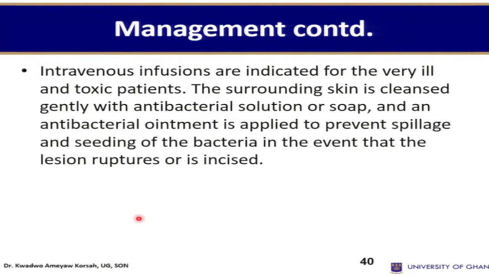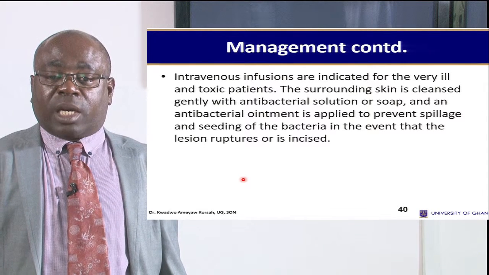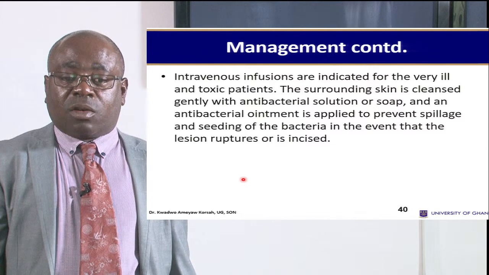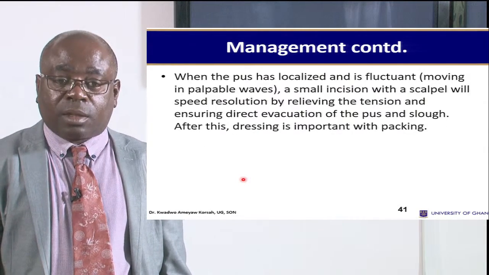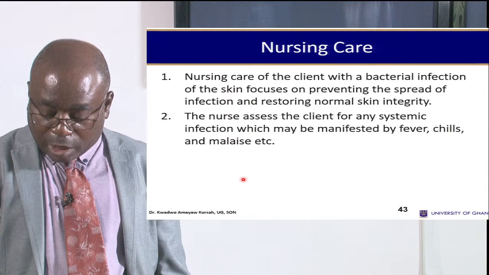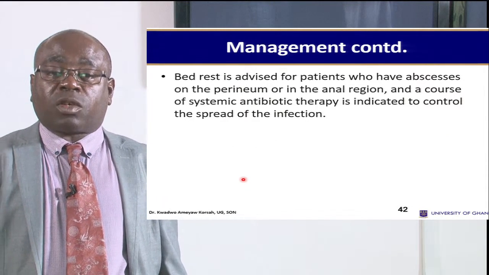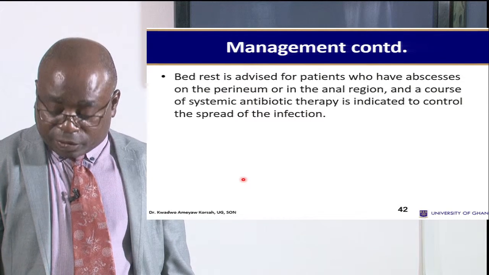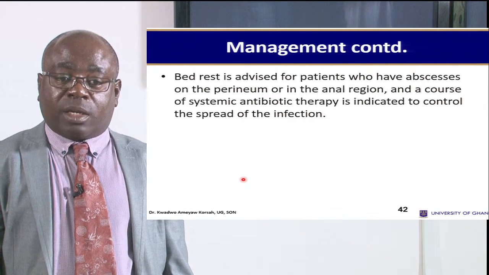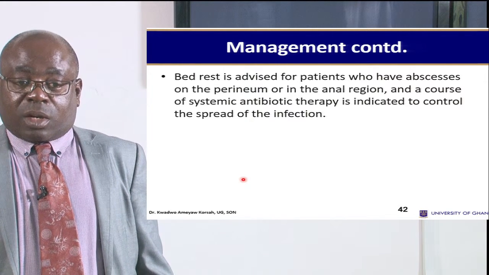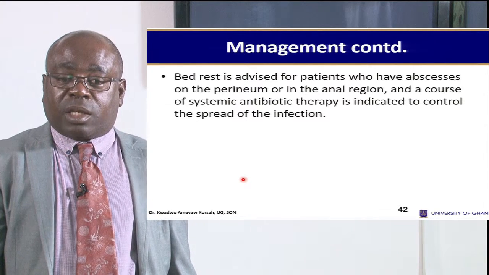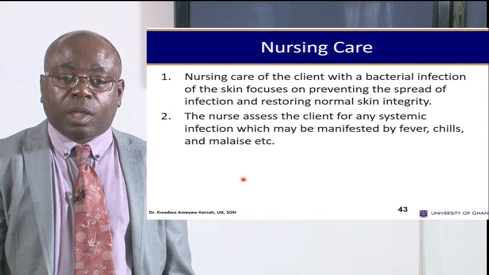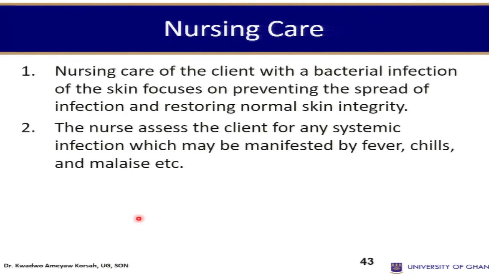The surrounding skin is cleansed gently with antibacterial solution or soap, and then antibacterial ointment may be applied to prevent spillage and seeding of the bacteria in the event that the lesion ruptures or is incised. As part of management, in some cases bed rest is also advised for patients who have abscesses on the perineum or the anal region, and a course of systemic antibiotic therapy is indicated to control the spread of the condition.